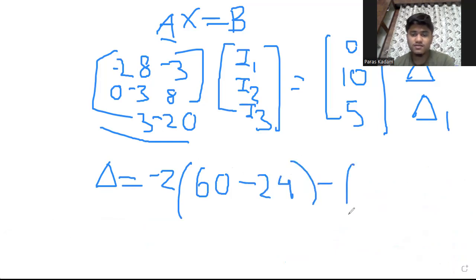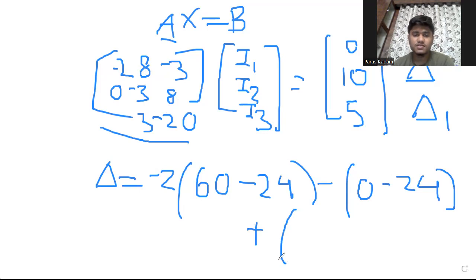Then minus sign for the second column. 8, -3 and 2 will be neglected. And -2, 8 and -3 will be neglected. So 20 into 0 minus 24. So 20 into 0 is 0 minus 24. Then we will write plus.